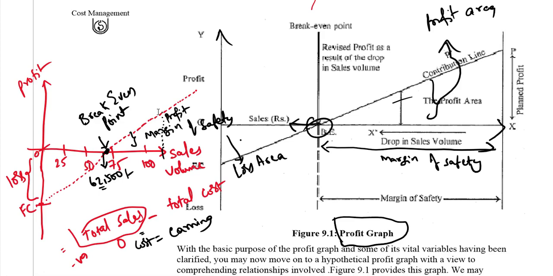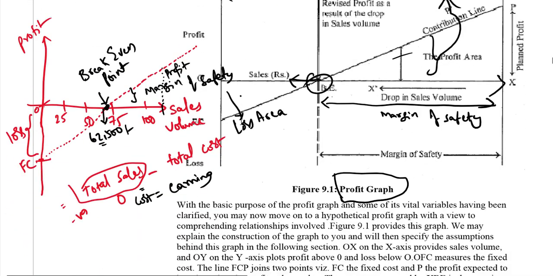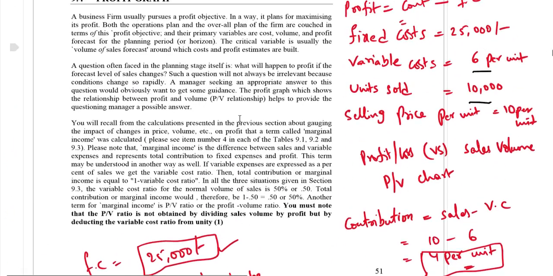This is comparing sales volume with the profit. Sales volume on the x-axis and profit on the y-axis. It will find out the break-even point. It will visually show where the break-even is achieved. Okay, beyond the break-even, everything is safe margin for the company, and below the break-even, it will be a loss for the company. This is the purpose of the profit graph or profit volume chart.